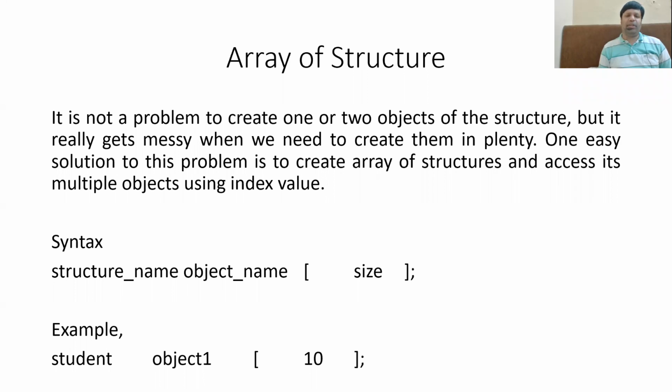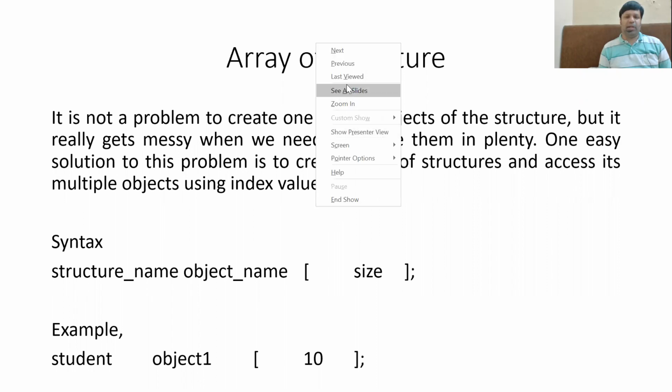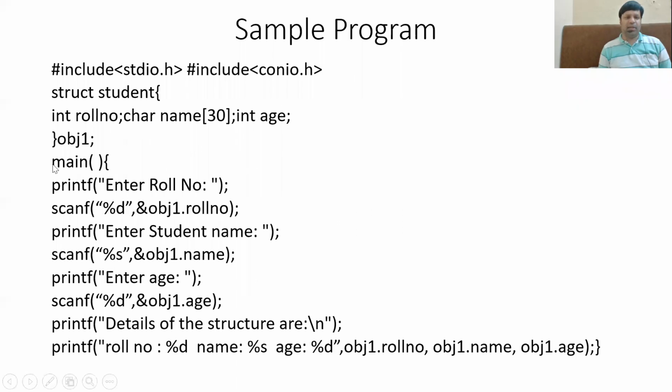Now we can also create an array of structure objects. Like in the previous example, let's go back to the previous slide. Here you have created one object. So this will contain the information about one student. But obviously there are more students within a school or within a class, so you cannot create so many objects. So the appropriate thing will be to create an array of the objects.